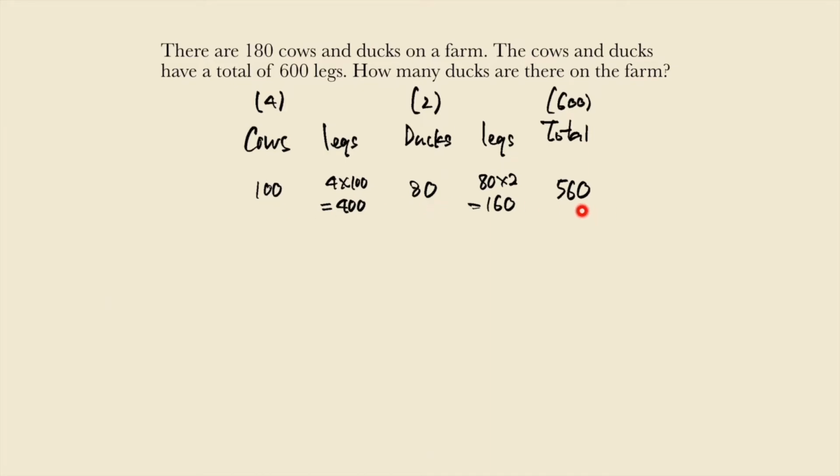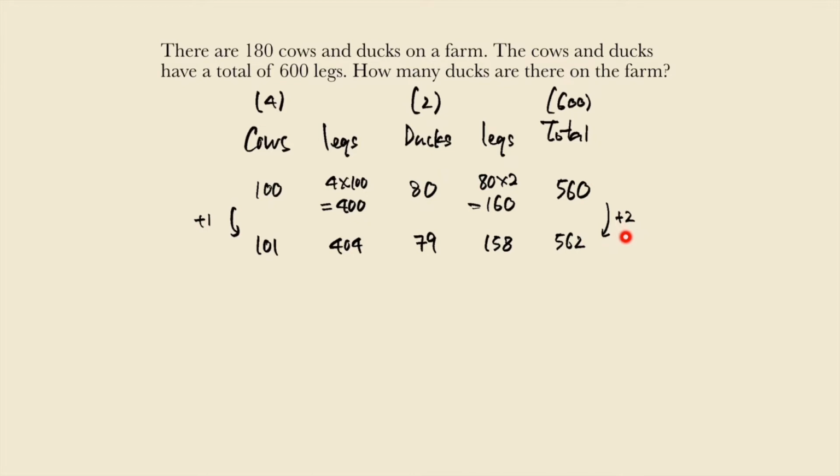So that's 560. Too few legs, I need more. So I'm going to increase the number of cows. Let's have 101. Okay, so what that means is when I add 1 cow, I need to decrease 1 duck. And I notice that the total increased by 2. So for every cow I add, the total legs increase by 2.